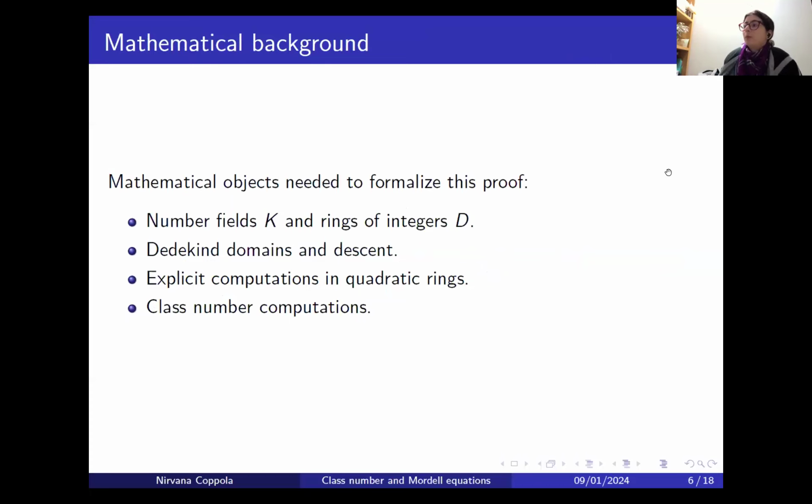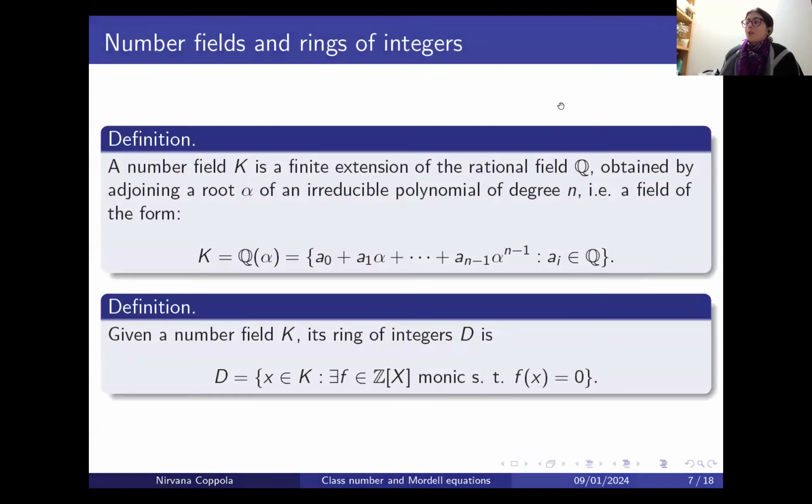Some of them were already or partly in Mathlib. Some of them we had to define. And in particular, we had to focus on these two final bullet points here: explicit computations in quadratic rings and class number computations. So let's go step by step. First of all, let me clarify the definitions, just in case somebody is wondering what I'm talking about.